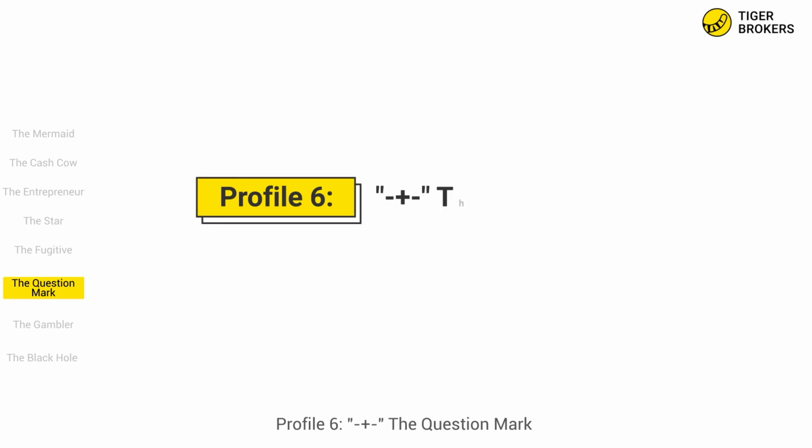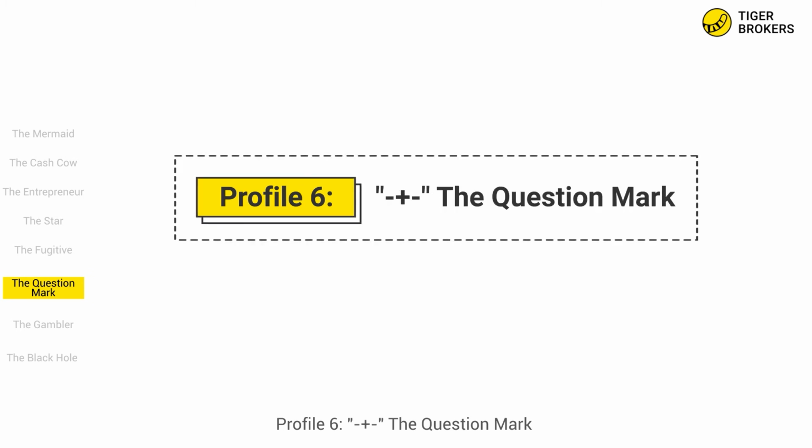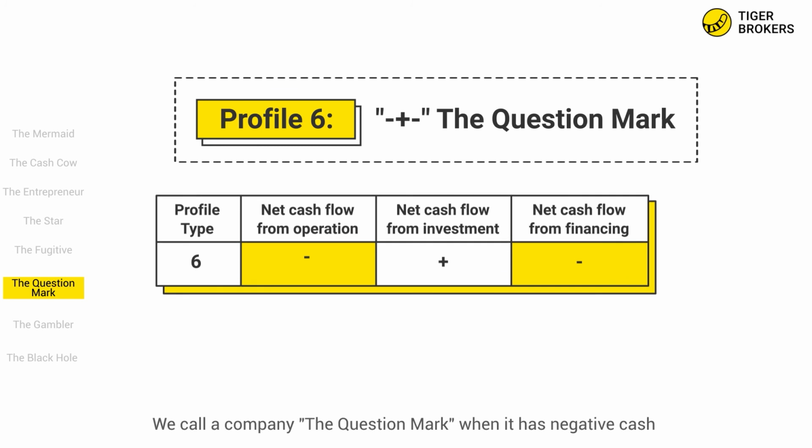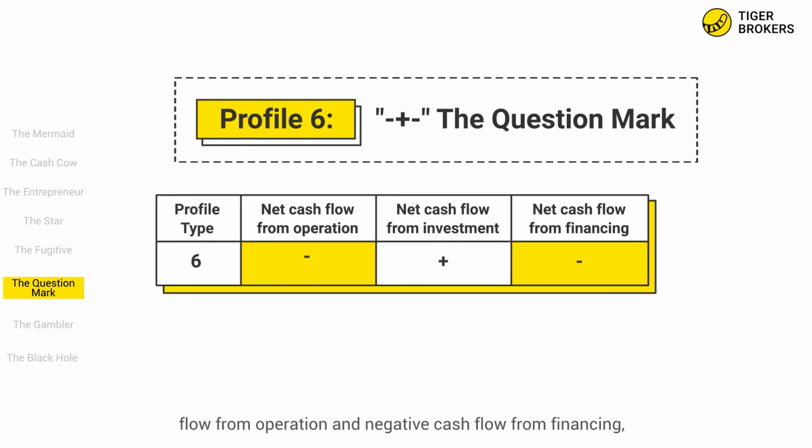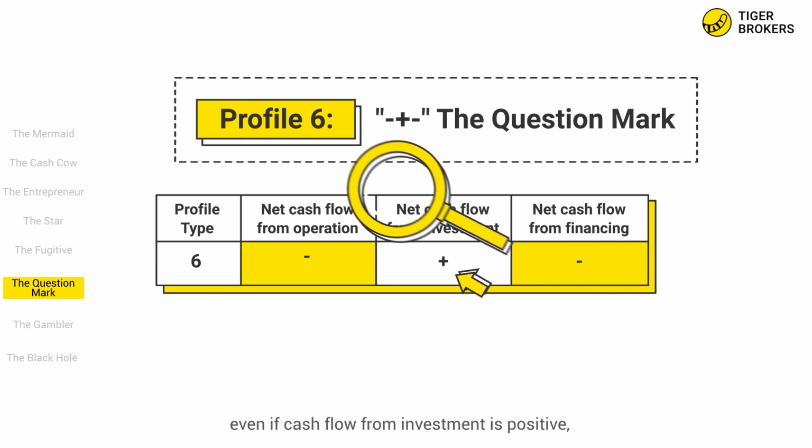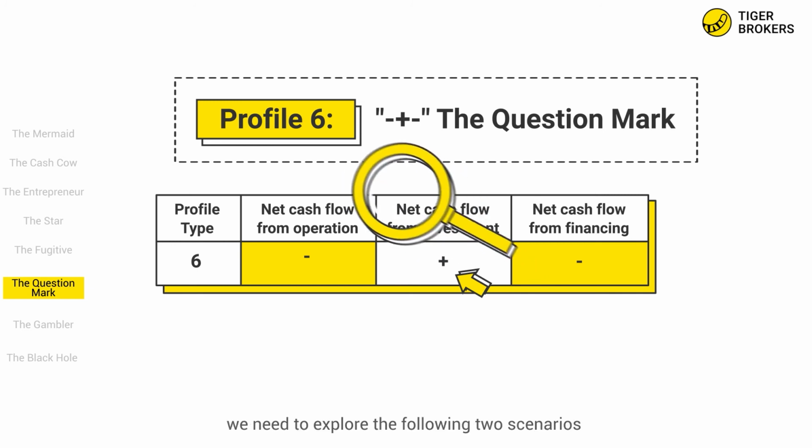Profile 6. One negative, one positive, one negative. The question mark. We call a company the question mark when it has negative cash flow from operation and negative cash flow from financing, which means that it is hemorrhaging cash and that creditors are pressing for repayment. In this circumstance, even if cash flow from investment is positive, we need to explore the following two scenarios.